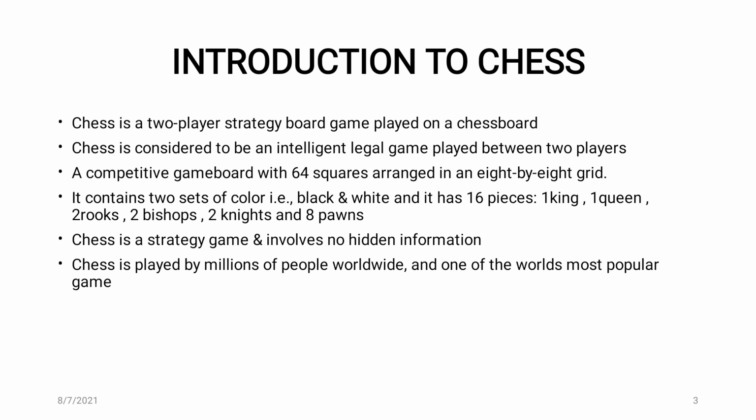It contains two sets of color, which is black and white, and it has 16 pieces, that is one king, one queen, two rooks, two bishops, two knights and 8 pawns. Rooks are called elephants, bishop is called camel, knight is called horse, and pawns are commonly called soldiers.